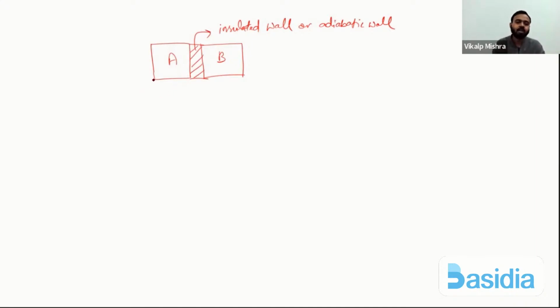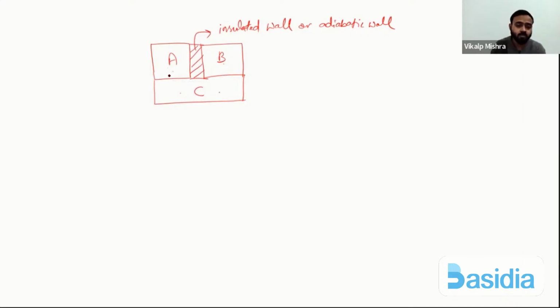And we have the third system C. Between A and C and between B and C there is no thermal insulation. There is no insulated wall. Both are directly in contact. Now what will happen? Between A and C and B and C, some heat transfer will take place, because A and C are in contact, B and C are in contact. A and B are not in contact. So the macroscopic variables of A and B will change until A and B are in equilibrium with C.